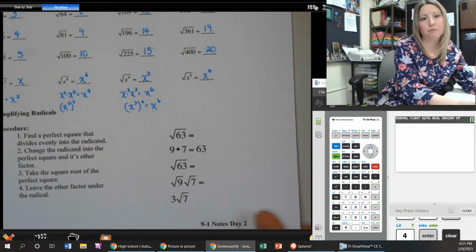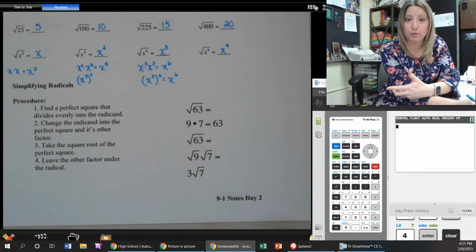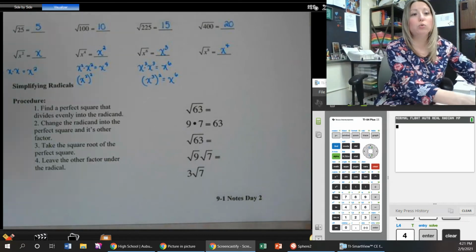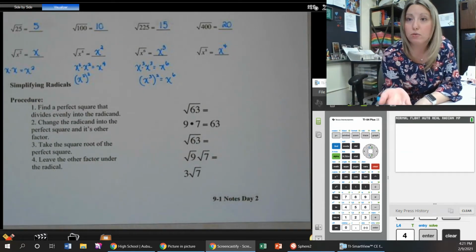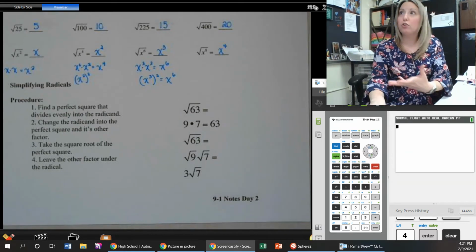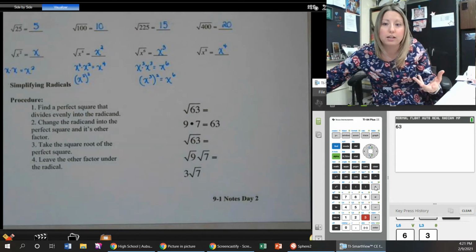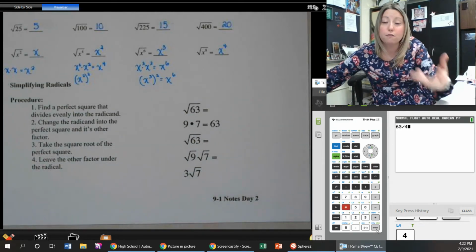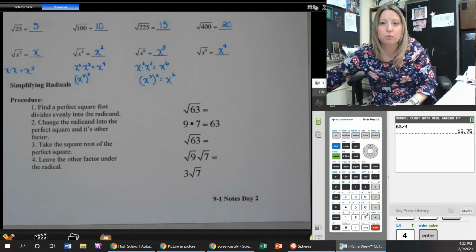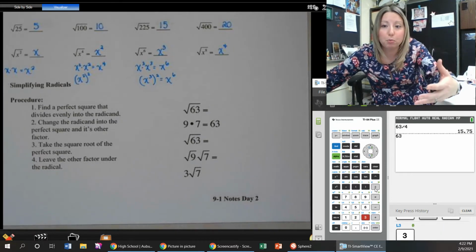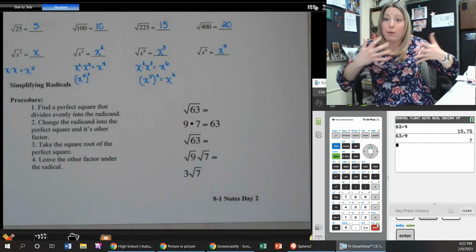So 63 itself is not a perfect square. However, it is evenly divisible by a perfect square. And what I do is I only think of perfect squares to take and divide into that radicand. So if I weren't sure if 63 was evenly divisible by a perfect square, I would take 63 and start by dividing it by the first potential perfect square, 4. Nope. Then I would try 63 again and divide it by the next perfect square, which is 9. There we go. And now I can see it.